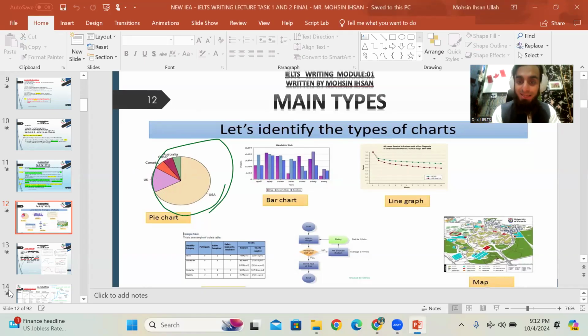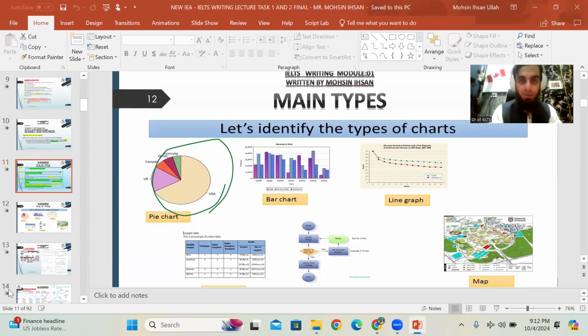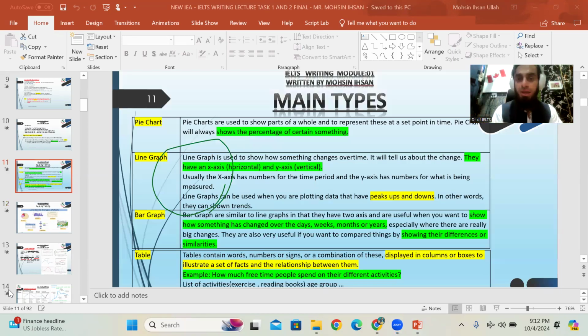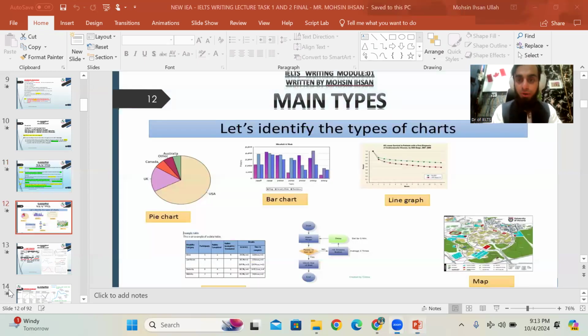Then we have the bar chart. A bar chart describes how much of something has been used. Here you can see how something has changed over days, weeks, months, or years, or how something has been used in different time periods, or how something has been created, or how something has changed over the day, week, month, or year. So you will see these things in a bar chart. Right.